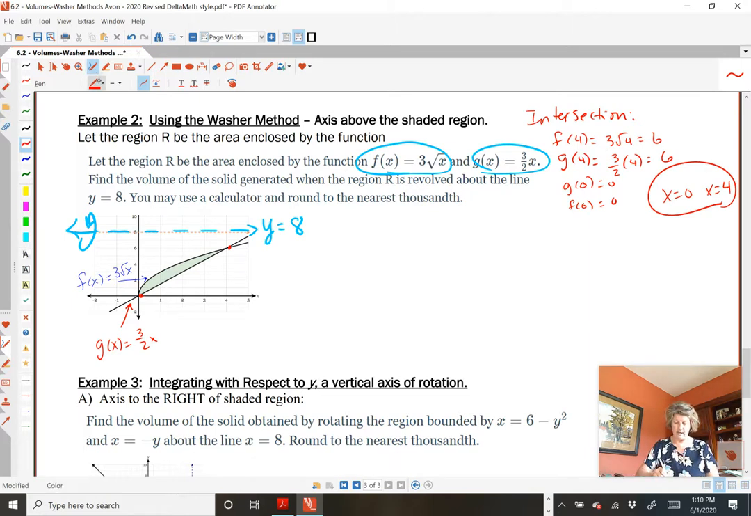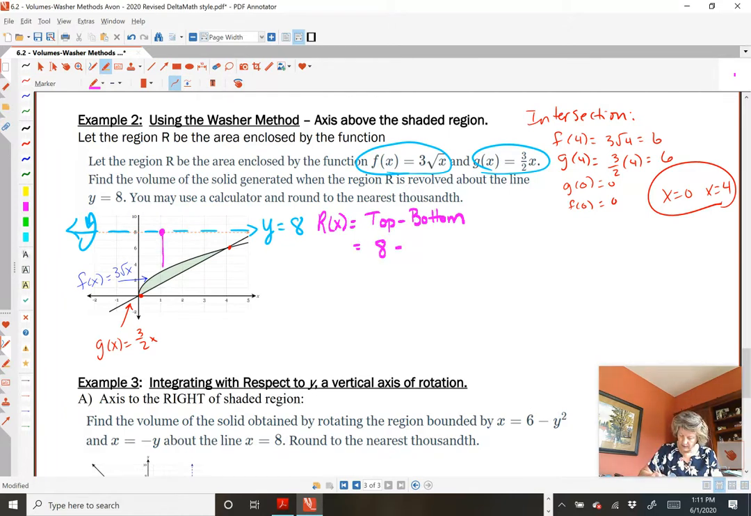Okay, so big R. I need the outermost to the axis of rotation. So big R of x is that top minus bottom because we're working in x values. My top function is the axis of rotation this time, which is 8. And it goes until I reach the outermost function, which is the linear function, 3/2 x.